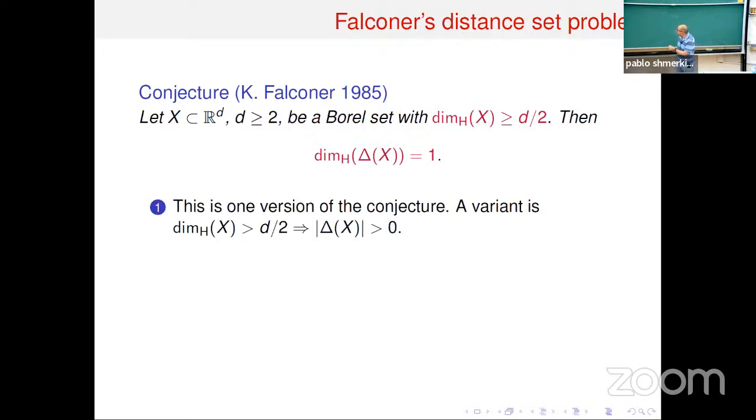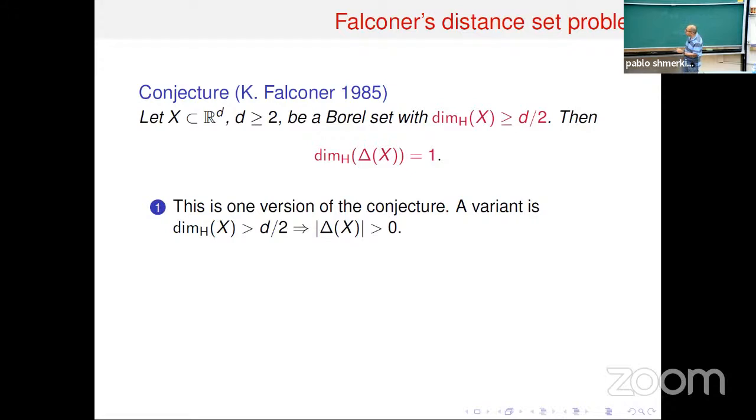Okay, and there is a variant where you assume that the dimension of X is strictly larger than d over 2. And then what you expect is that the Lebesgue measure of the set of distances is positive. Not just full dimension, but positive Lebesgue measure. This is not true just assuming dimension d over 2. Falconer using lattices showed that you can get Lebesgue measure 0 if the dimension is exactly d over 2. But once you are above d over 2, the expectation is that the distances have positive Lebesgue measure.